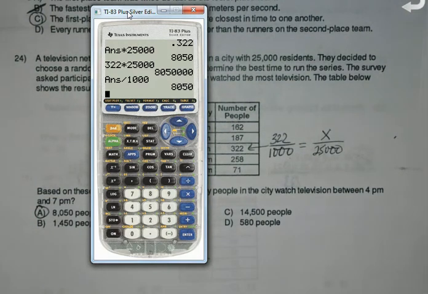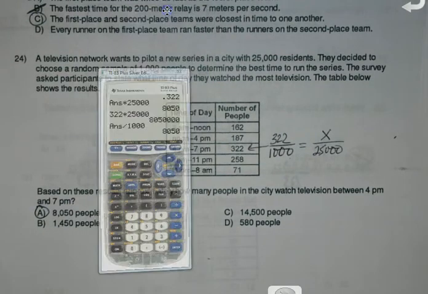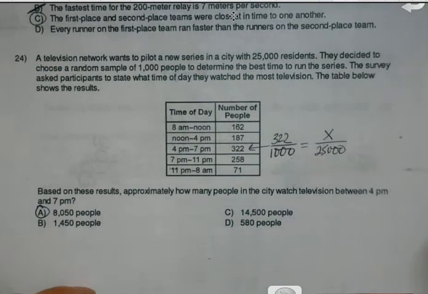Sometimes the chart itself doesn't tell you everything, it just tells you a small picture of what the whole story is. So be careful. I'm glad they didn't make 322 one of the answers, because that would have been tempting. So again, read carefully.